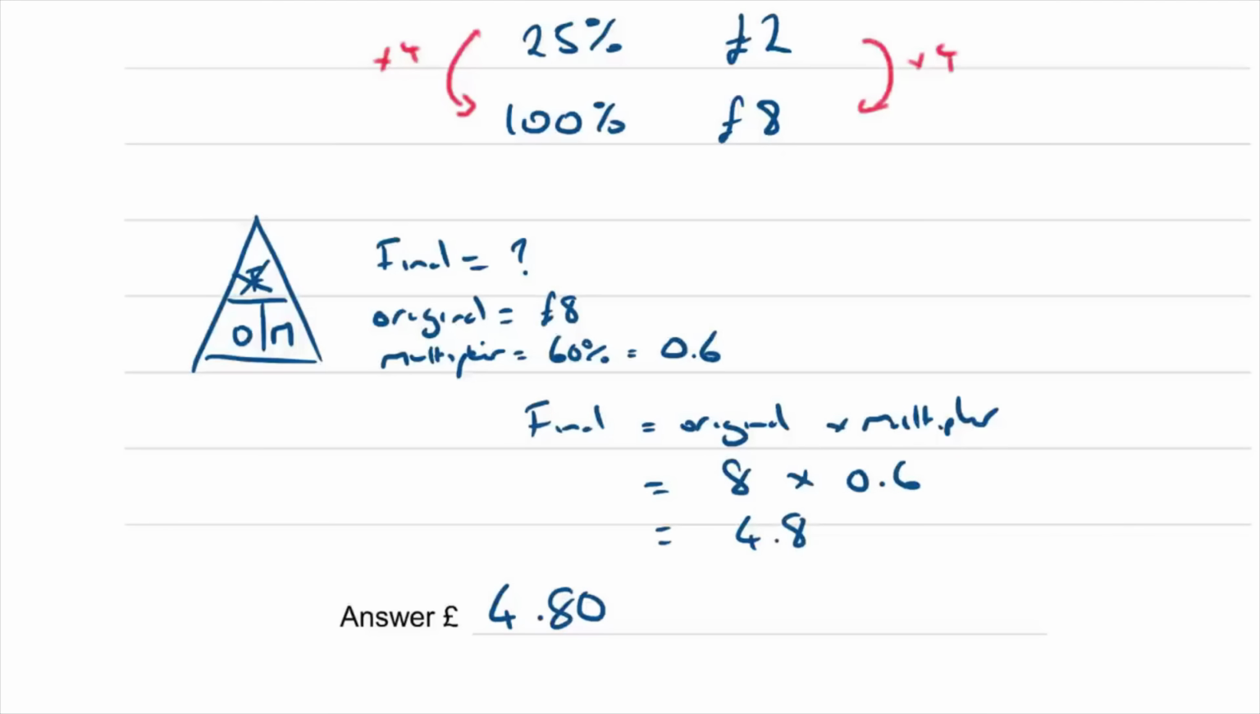Now you could have also found out what 40% was and deduct it from the £8 to get the same answer if you wanted to, but this way is quicker if you know what you're doing.